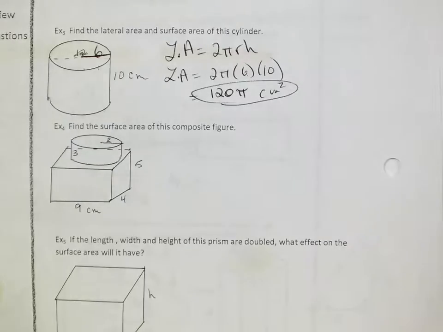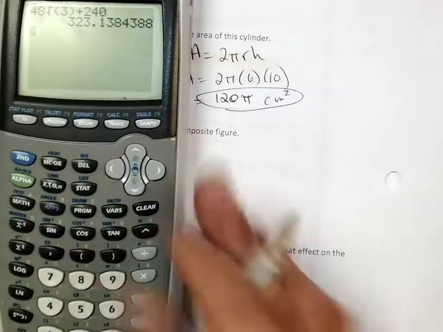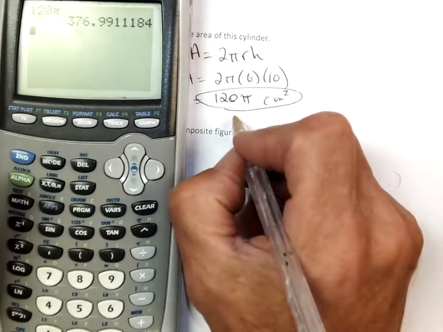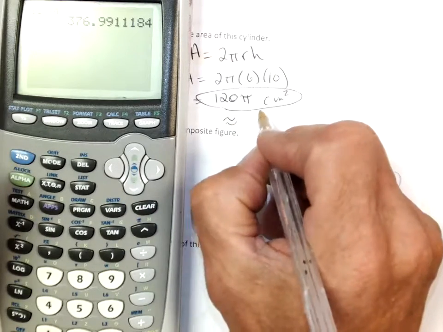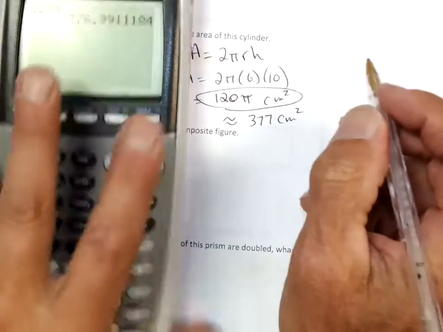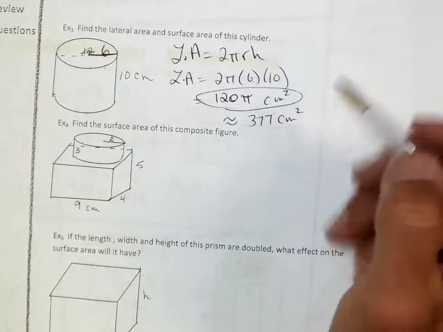It's a nice math answer or a practical answer. You guys want a practical answer? 120 pi is approximately equal to about 377 centimeters squared. I'll take either answer. I really like this answer.